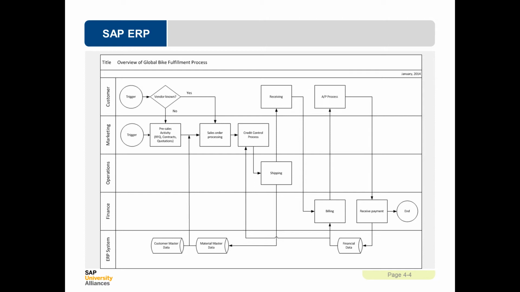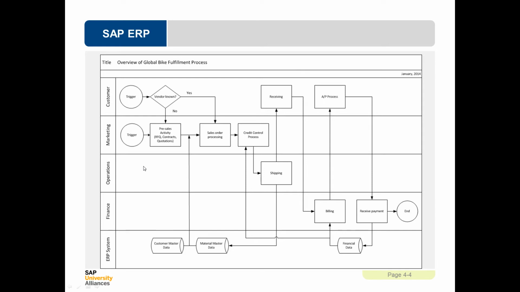Now we can look at a high-level overview of the fulfillment process for Global Bike. And when we do, you can see that we have a number of functional groups involved. Clearly, the fulfillment process is going to include the customer because it's the customer that is purchasing the material or service from us. It's also going to include our functional groups in marketing, operations, and finance. And we're also going to include some of the ERP system functions as well. In this case, the master data that is going to be captured as part of the process.